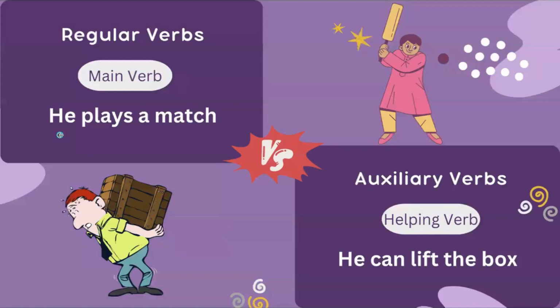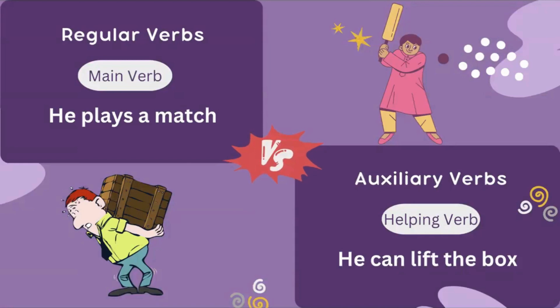He plays a match, where he is the subject, plays is the main verb, a match is the object. Whereas here in the second example, he can lift the box. He is the subject. Can is the helping verb. Lift is the main verb. The box is the object.